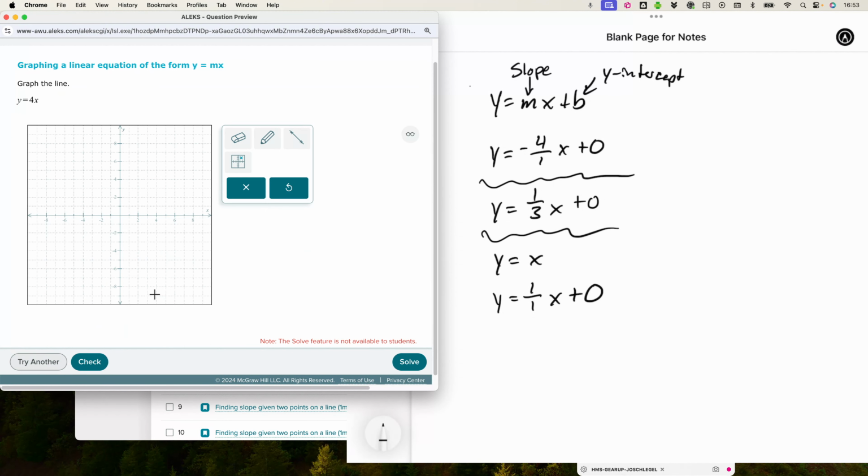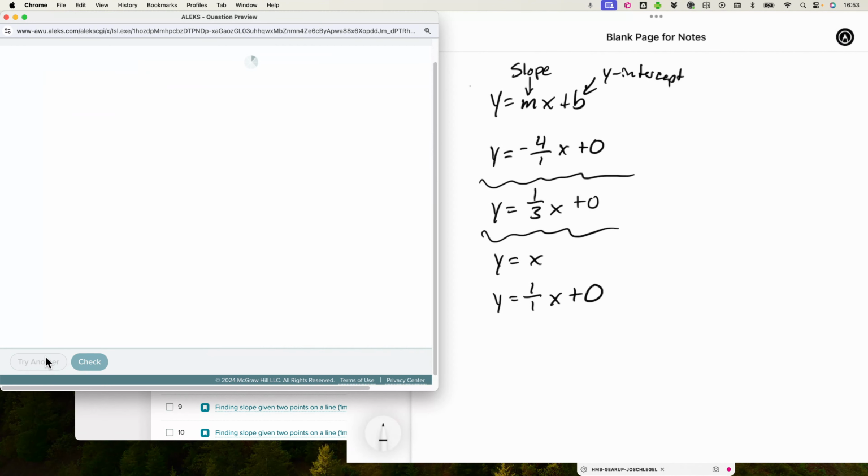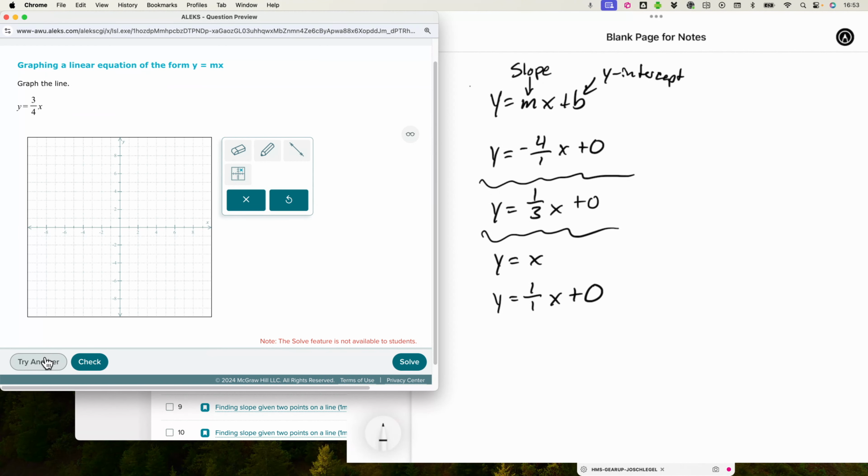And we'll do one more. We already got y equals negative 4x, that's 4x, it's very similar, so we'll try another. Let's see if we can get something unique. Seem to be kind of going back to the same ones.